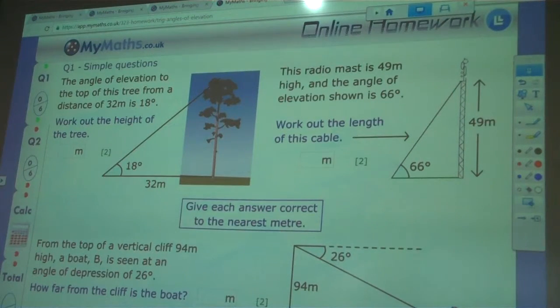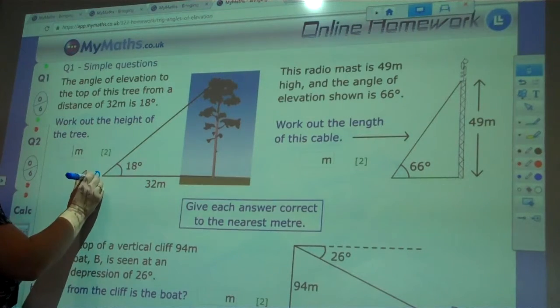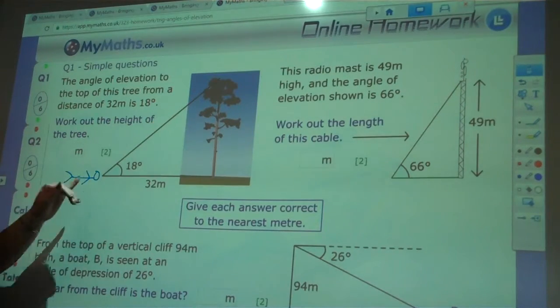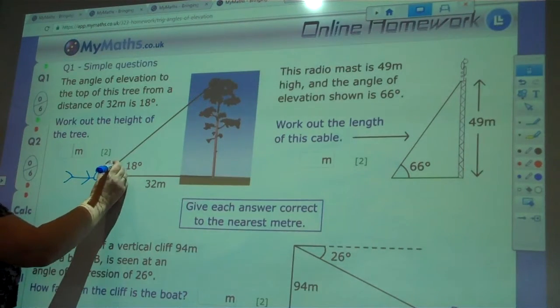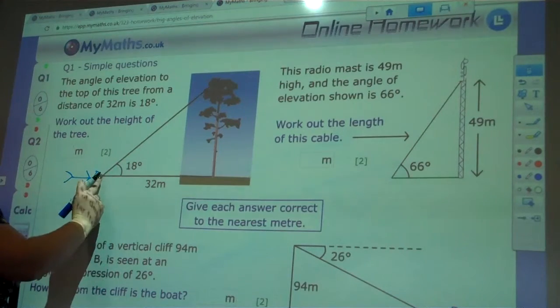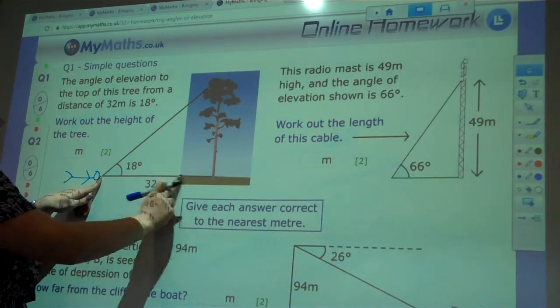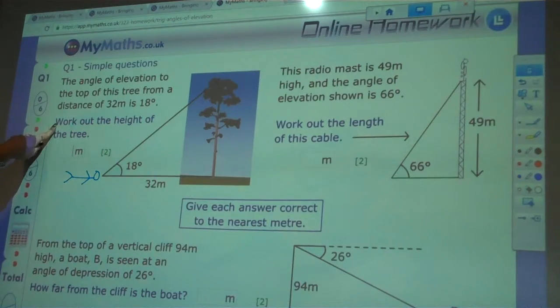Right, okay. So let's go through the online homework, because of course you'll get different numbers. When you are looking at an angle of elevation, you are imagining you are lying down on the floor and you are looking up at that tree. You are looking up at an angle of 18 degrees. The distance between where you are and the base of the tree is 32 metres, and you have to work out the height of the tree.